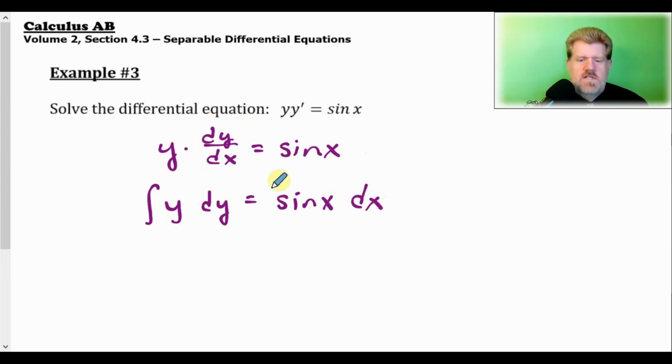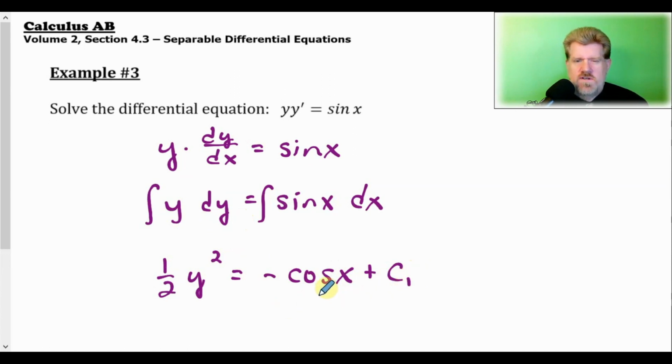Once it's separated, we can integrate it. What's the antiderivative of y? Good. And the antiderivative of sine. Remember, the derivative of sine is cosine, so the antiderivative is negative cosine plus a constant. We'll just call it c sub 1. You're going to see why in a minute.